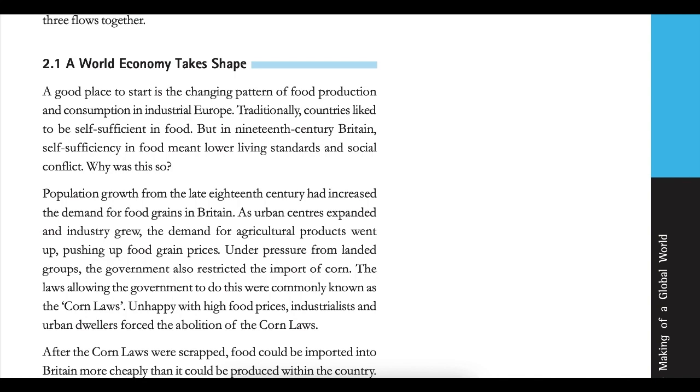Why was this so? Population growth from the late 18th century had increased the demand for food grains in Britain. As urban centers expanded and industry grew, the demand for agricultural products went up, pushing up food grain prices. Under pressure from landed groups, the government also restricted the import of corn. The laws allowing the government to do this were commonly known as the Corn Laws.